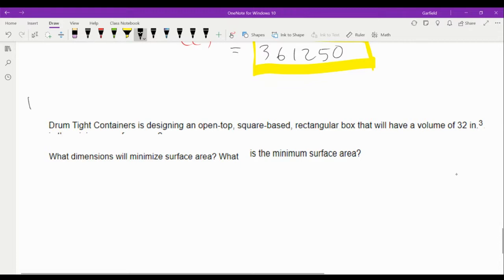All right, here we go. Number 6. Drum Tight Containers is designing an open top square base rectangular box that will have a volume of 32 cubic inches. What dimensions will minimize the surface area? And what is the minimum surface area?